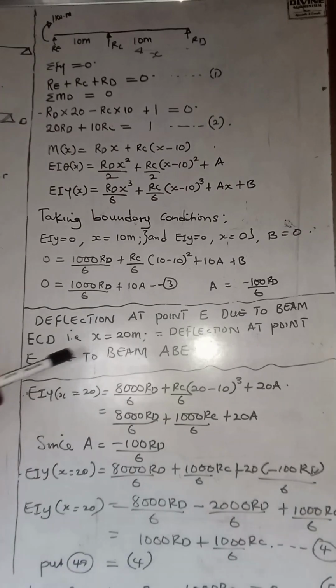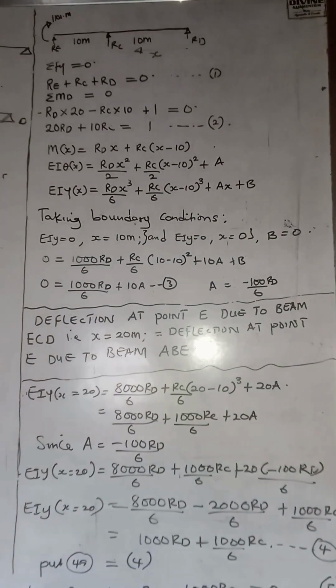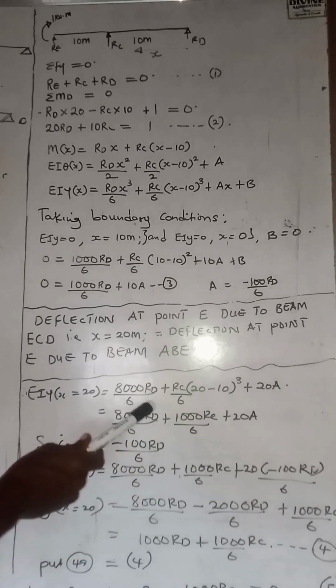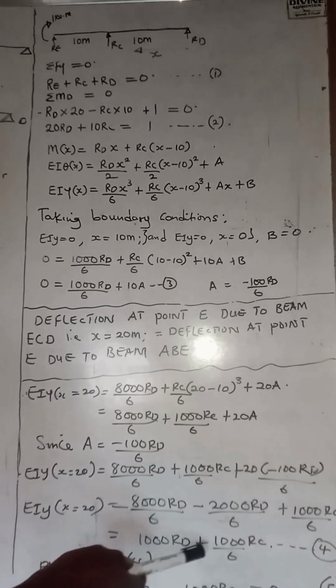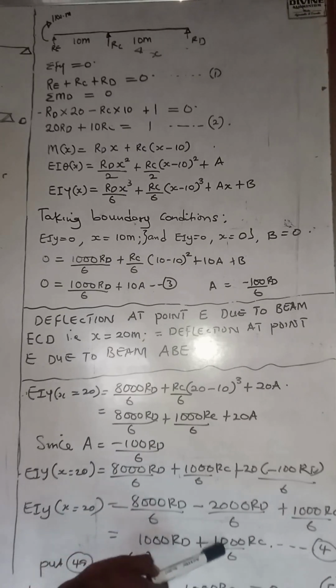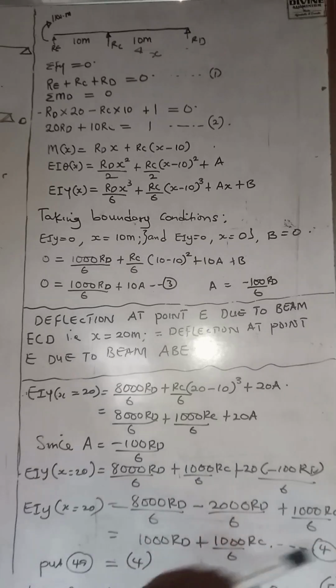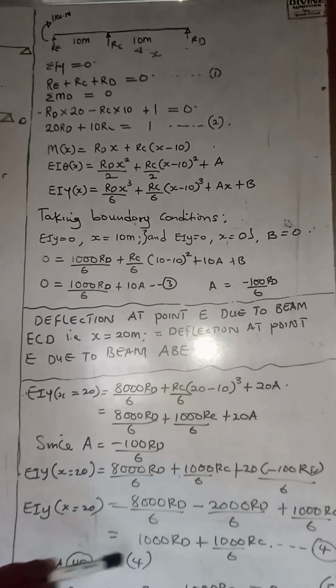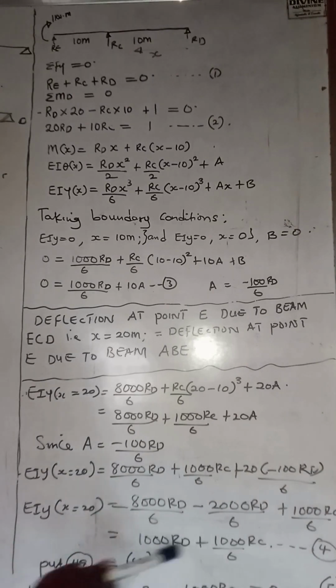Okay, so by the time we equate these two, substitute for A, equate. We have already substituted the value for A, which is equal to 100 RD over 6. So if we plug it into this expression, we'll have the expression to be 1000 RD plus 100 RC over 6 as equation 4. Now, having obtained equation 4, we know that it represents the deflection at point E, with respect to beam ECD.